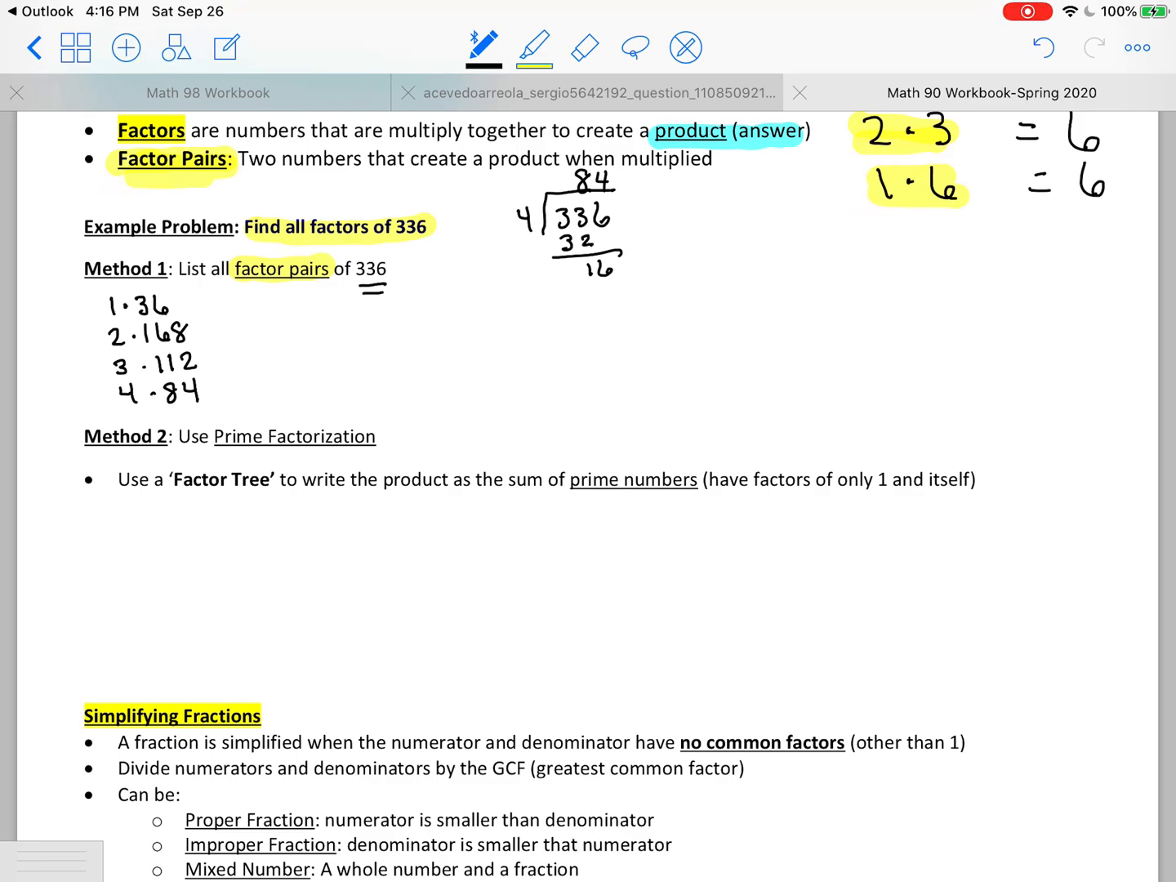We know that 5 is not going to be a factor because 336 is an even number, and the only numbers that 5 goes into are numbers that end in a 5 or a 0, right? So we know that's not going to work. If I take my calculator out or look at the multiplication matrix for 6, I can see that 6 times 56 works.